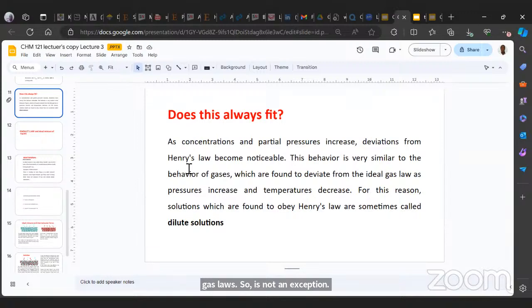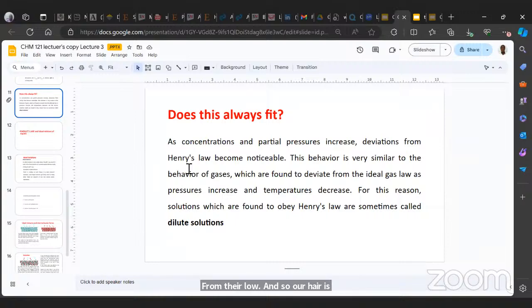Deviations begin to occur when the pressure is very high and temperature decreases. For this reason, only dilute solutions obey gas laws. Did you get what I said? Gas laws, just like every other law, have points where gases begin to deviate from their law, and so Henry's law is not an exception.